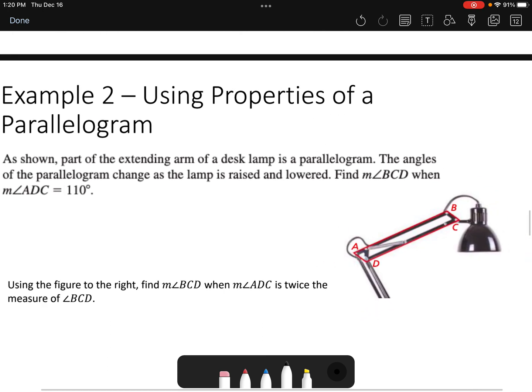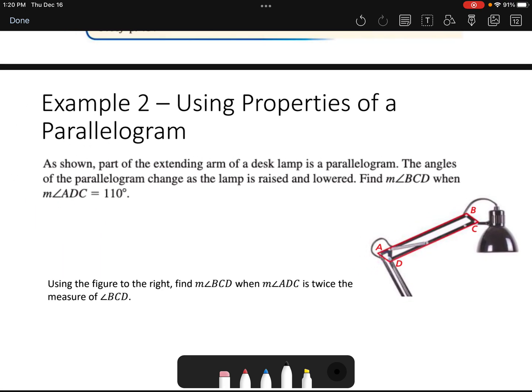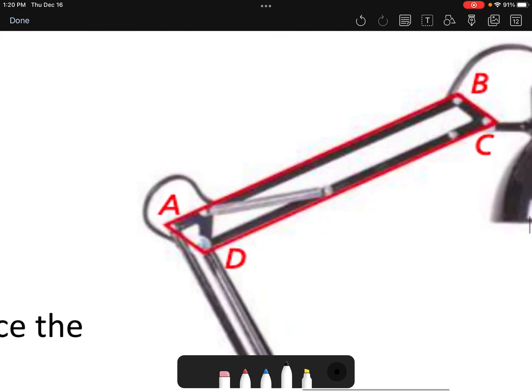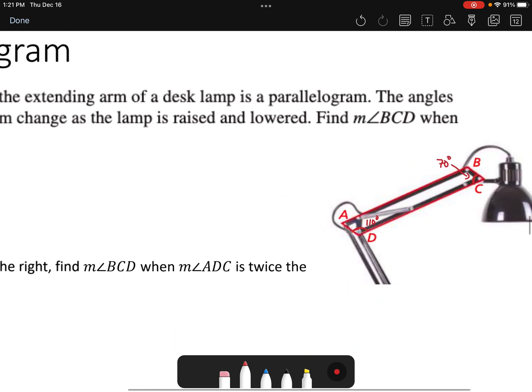So let's apply those 5 things to this problem. It says we have a desk lamp, and the last little part looks like a parallelogram. Find angle BCD when angle ADC is 110. So I'm going to blow this up. So this right here is 110. We're supposed to find BCD, this angle. Well, if this is a parallelogram, are those opposite angles or consecutive? They're consecutive, right? So that angle then has to add up to 180 with 110. So angle BCD is 70.